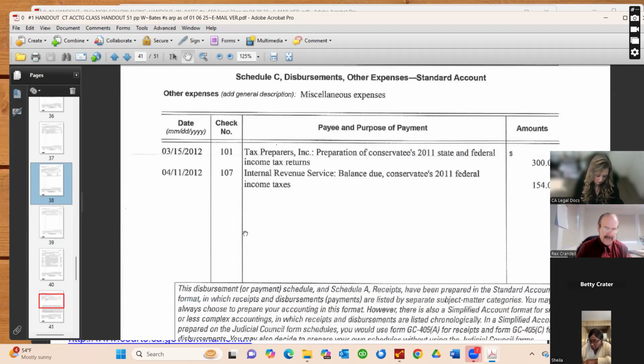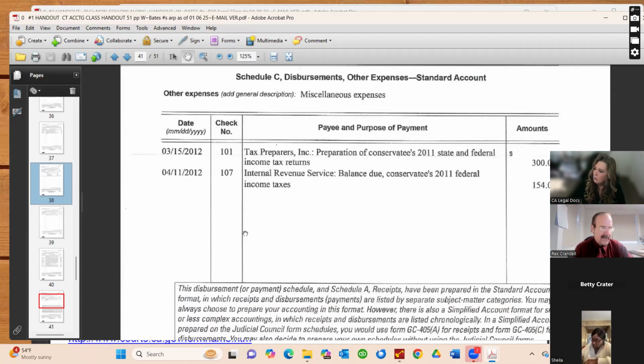I point out some other things. riversidelegalaid.org has the fillable PDF forms, the GC 400 series, and they're all in one place. They're not separate forms, and that might be helpful for you.